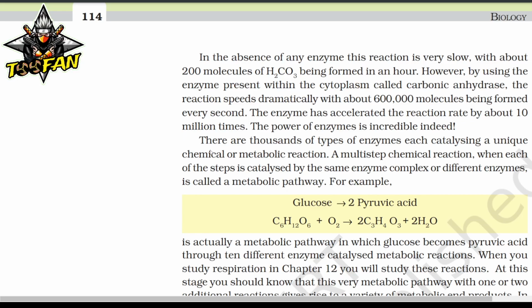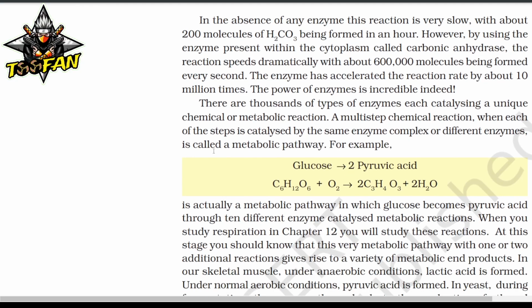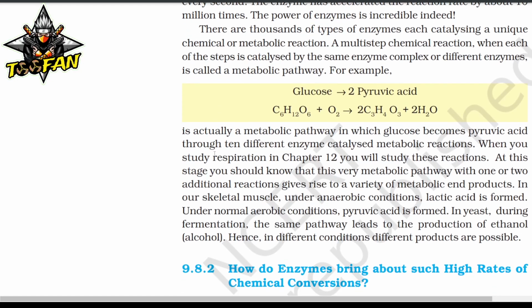There are thousands of types of enzymes, each catalyzing a unique chemical or metabolic reaction. A multi-step chemical reaction, when each of these steps is catalyzed by the same enzyme complex or different enzymes, is called a metabolic pathway. Here is actually a metabolic pathway in which glucose becomes pyruvic acid through 10 different enzyme catalyzed metabolic reactions. When you study respiration in chapter 12, you will study the reactions. At this stage, you should know that this very metabolic pathway with one or two additional reactions gives rise to a variety of metabolic end products.